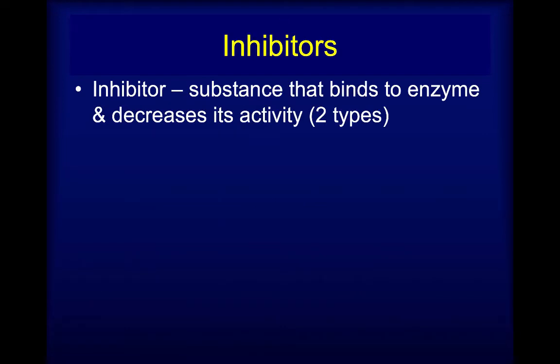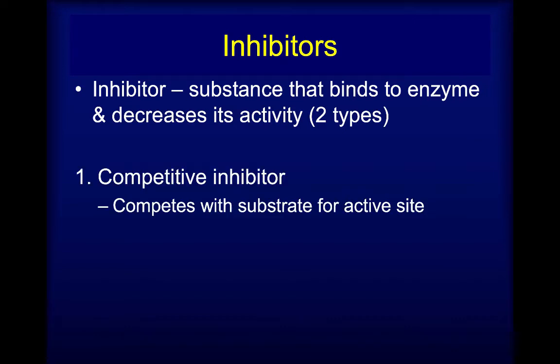Now, in terms of control of enzymes, there are a couple of different types. There are competitive inhibitors and there are non-competitive inhibitors, and that second one, the non-competitive, also goes by the name of allosteric inhibitor. We'll talk about how those both work.